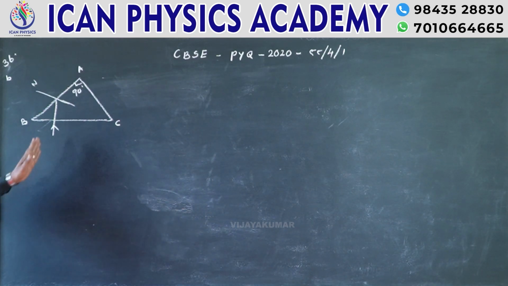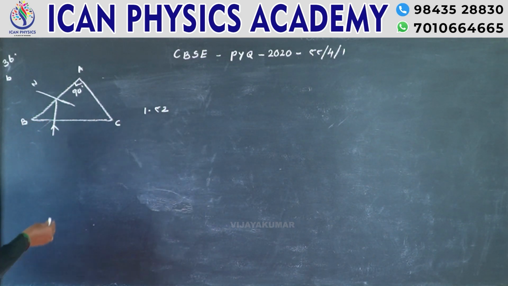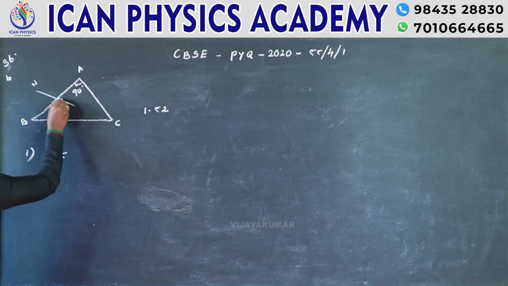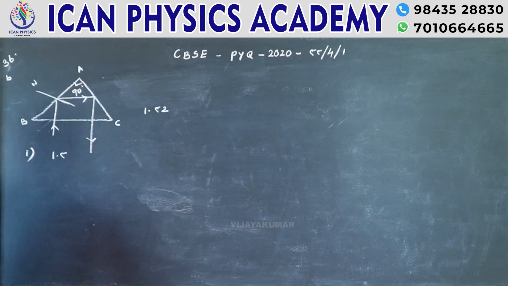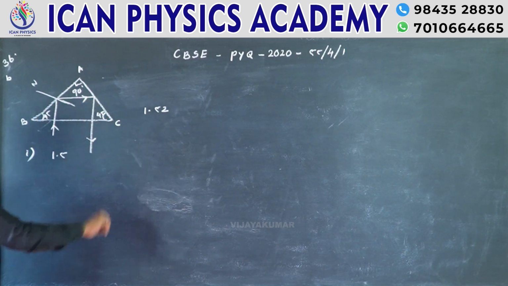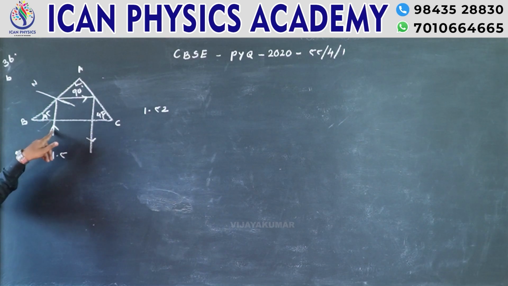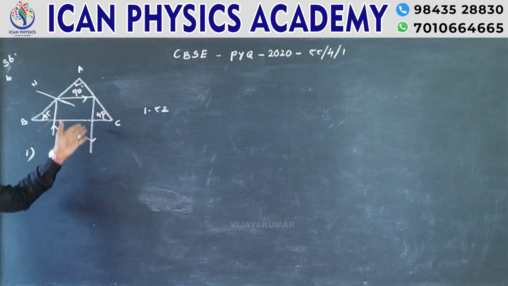So what is the question? What is the path of the ray? What is the refractive index of the glass prism? 1.52. But in our question, what is the refractive index for the first question? 1.5, which is less than that. So what happens? The ray bends and then once again comes out. Why? Because the triangle is isosceles. So here it is 90, here it is 45, here it is 45. So it makes an angle of 45 degrees. Then the refractive index is less than that, so it moves like this.